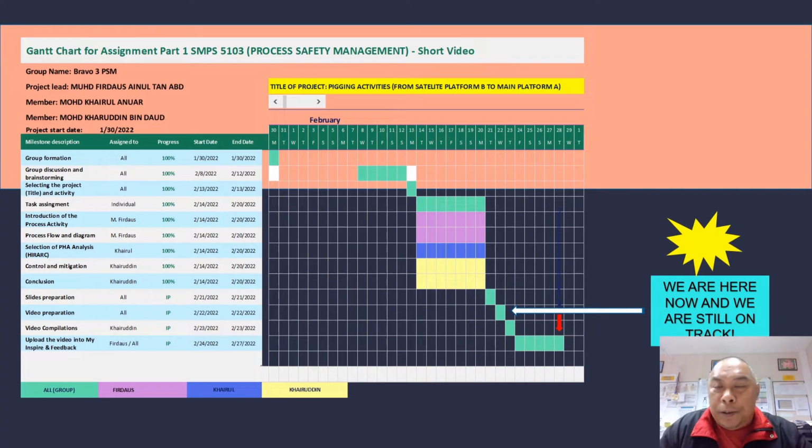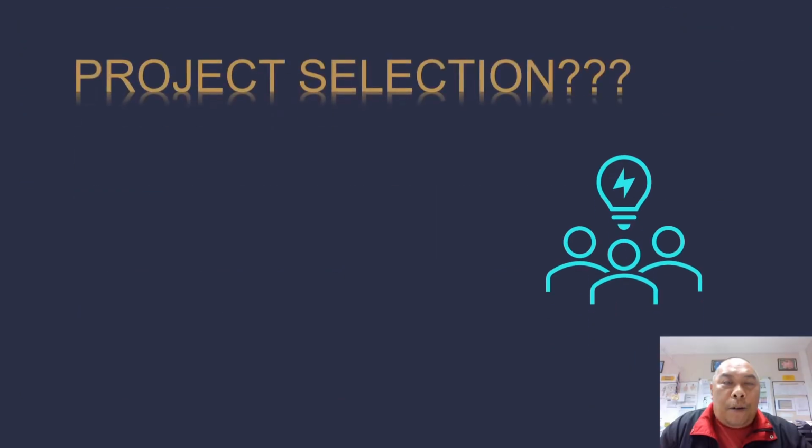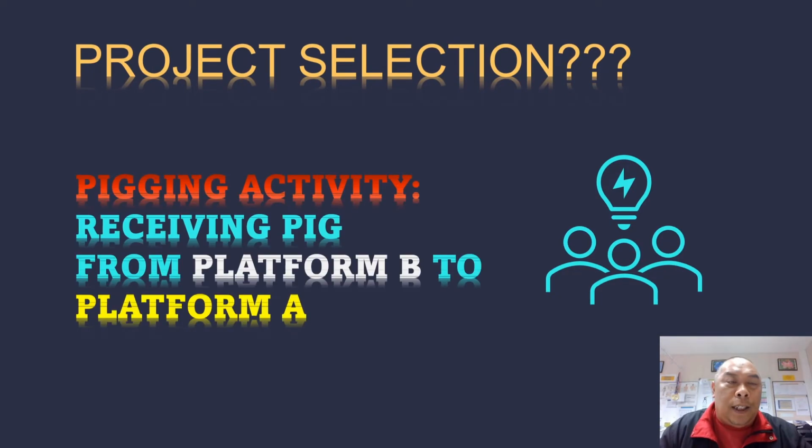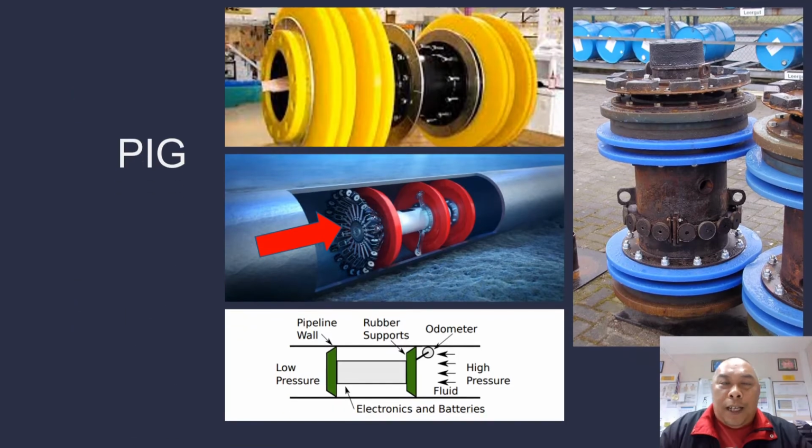We are expected to upload our video before the 28th of February, so now we are still on track. Our project selection this time is one of the activities at an oil and gas offshore location. It's a pigging activity, and our title is receiving pig from platform B to platform A. As you can see, that is the diagram or photo of the pigs.